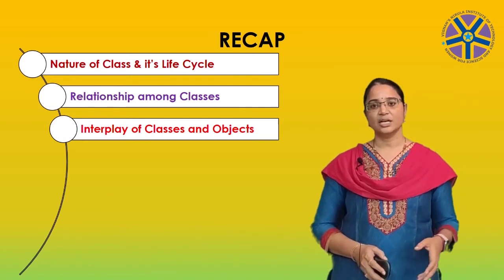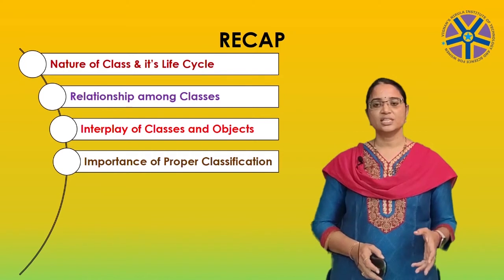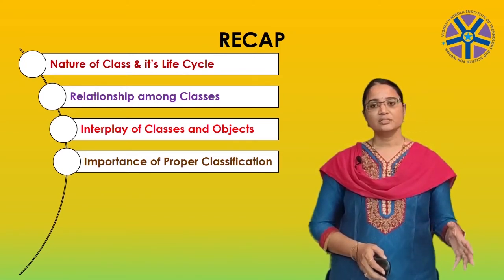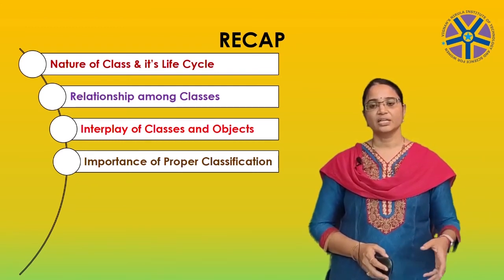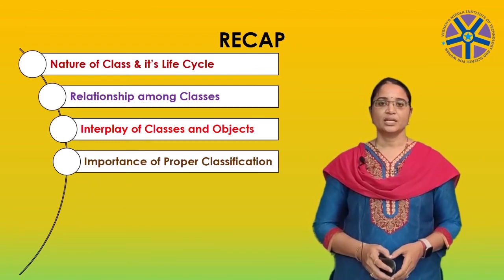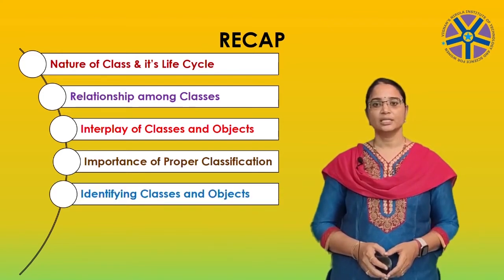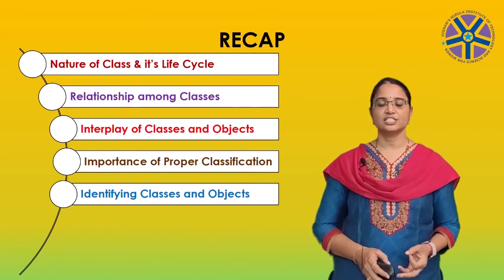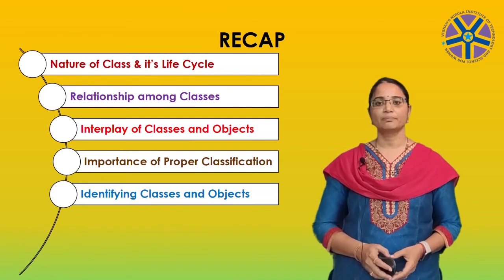Next, we have seen the interplay of classes and objects. And next, we have seen the classification. Classification means whereby we order the knowledge. Here we have seen the difficulty of the classification. Next, we have seen identifying the classes and objects. In this, we have seen three types. First one is classical categorization, second one is conceptual clustering, and third one is the prototype theory.